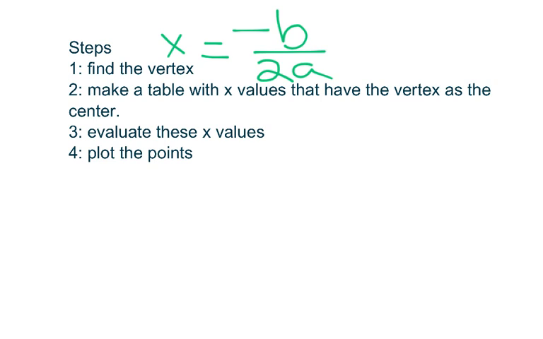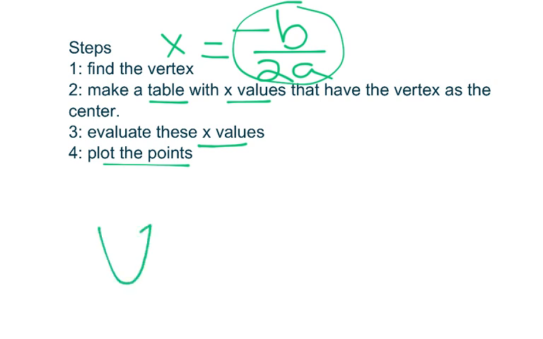That's very important for us. Once we find that, we're going to make a table with x values centered around this number, so wherever the number is, it's going to be the middle. So if the vertex is at 1, then we're going to have a table that's centered on 1. Then we evaluate, meaning we put these numbers in, and then we plot the points. Make sure that it is a U. It's a parabola, either up or down. We know some things about a graph just based upon the equation, but we're going to go through this here.